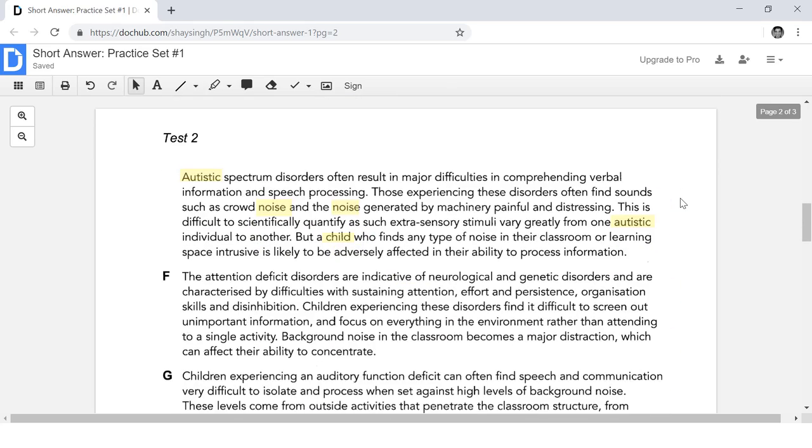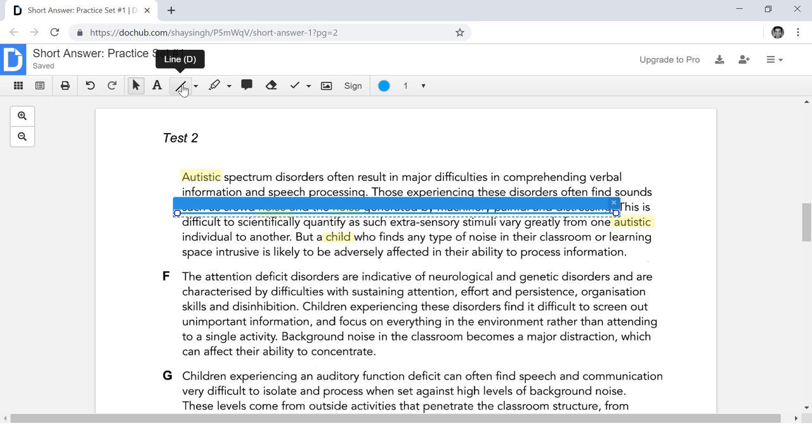What we're going to do is start by reading this sentence here, because this is the sentence that contains two keywords, and then I might read the next sentence as well. But let's see. Here we go. Those experiencing these disorders often find sounds such as crowd noise and the noise generated by machinery painful and distressing. There we go, guys. That is our matching sentence, and we have found our answer.